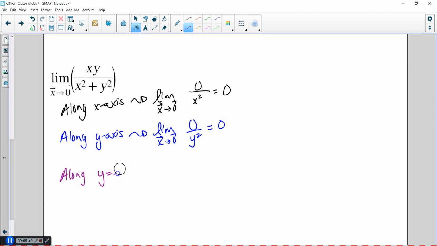And actually, to be more general, if I look along any line, you could certainly do y is equal to x, okay? What do we get if we go along this path? Limit as x approaches the vector 0, and I believe I get mx squared, right, because y would be that mx, and then I get down here x squared plus m squared x squared, which I can simplify, right, by dividing by an x squared to everything.